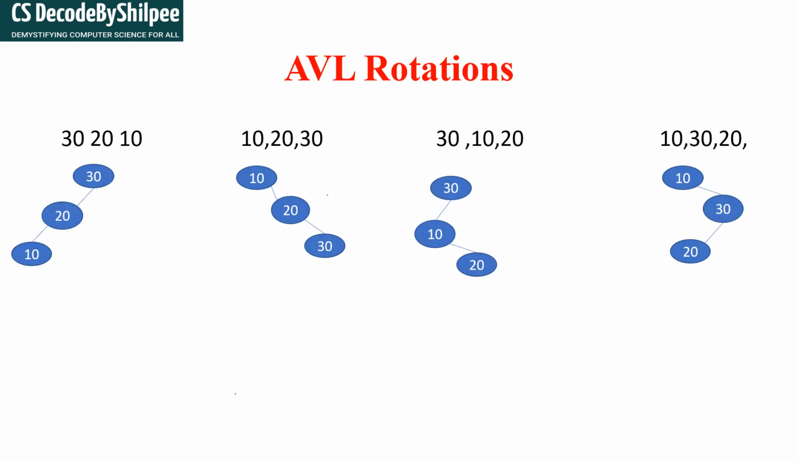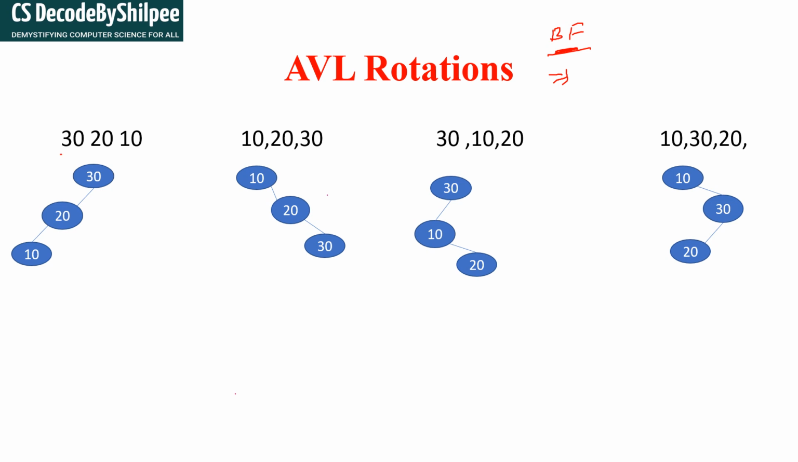Now we'll see the problem with the AVL binary search tree, because while performing insertion and maintaining the balance factor, while performing the insertion, searching as well as deletion, while maintaining the binary search tree to be balanced, we will face some problems. So we'll see what problems we'll face.